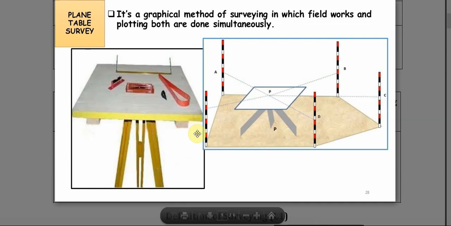Plane table surveying. In this type of surveying, the plotting and the measurement are done in the field. Whereas in compass survey or in chain survey, we take the measurements, we go to the office, we plot or do the office work. But in plane table surveying, both the measurements and the plotting work are done in the field.